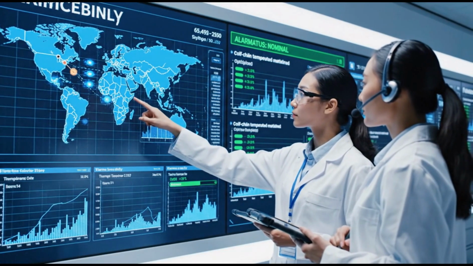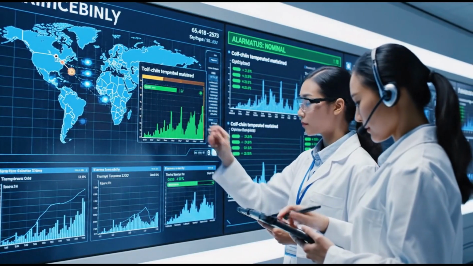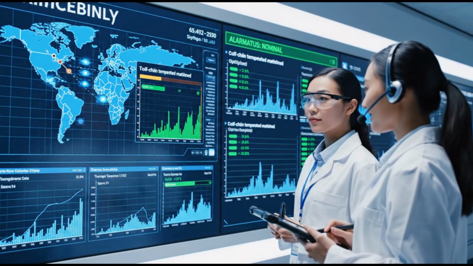We have an amber alert on container 4G. Temperature deviation detected. Stabilization protocol initiated.